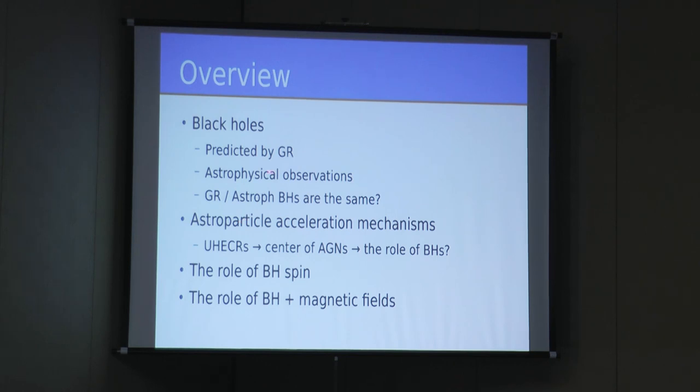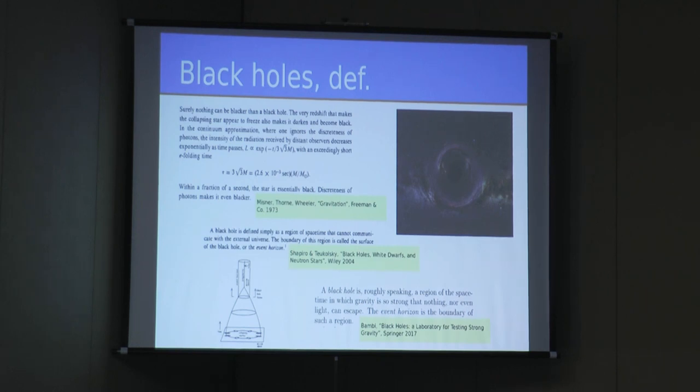Astroparticle acceleration mechanisms. We will not discuss the fundamentals of astroparticle acceleration mechanisms, but we will discuss the role of a solitary black hole, if possible, in accelerating, for example, an ultra-high energy cosmic ray. We know that for some of the ultra-high energy cosmic rays the source is the center of AGNs, and the question is, could a solitary black hole produce it? And then we will discuss the role of the black hole spin and the role of the black hole with magnetic fields.